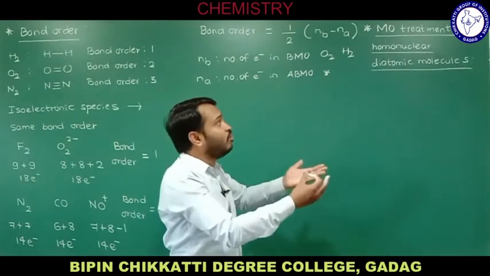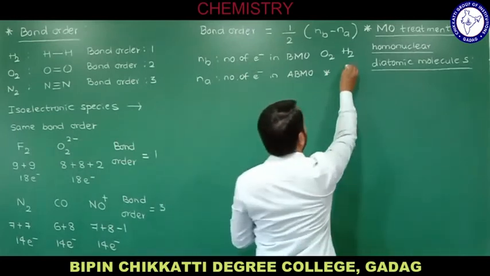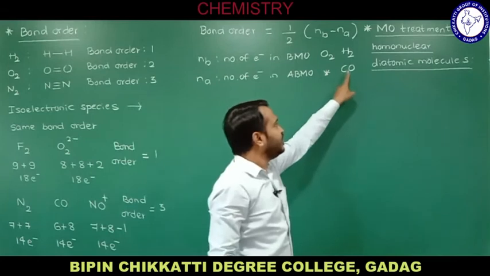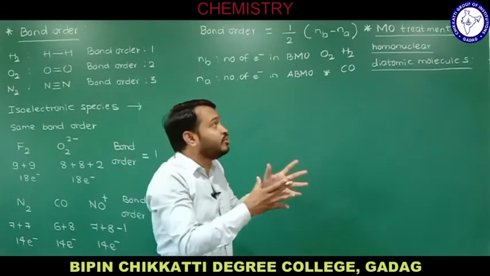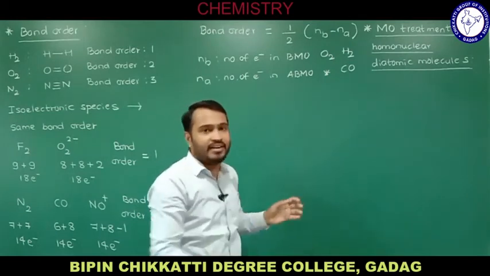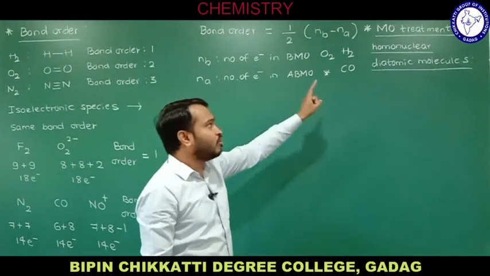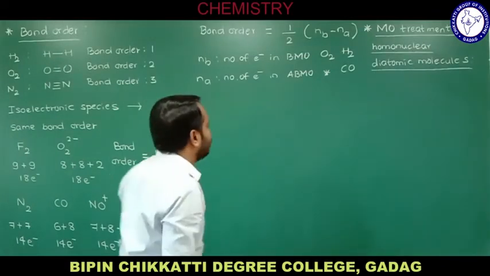Later I am going to talk about molecular orbital treatment of heteronuclear molecules. Example: carbon monoxide. Carbon is one nucleus and oxygen is one nucleus, so we have different atoms. Now I am going to talk about homonuclear diatomic molecules only. Later we will see heteronuclear diatomic molecules.